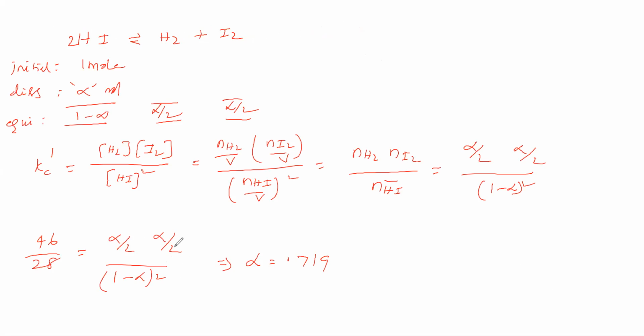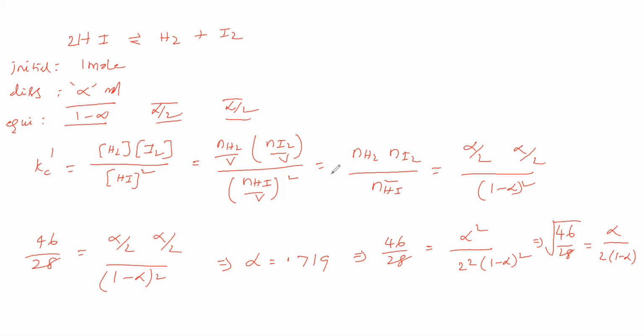So if we simplify, we will get the alpha value. So this we will write as 46 by 28. So here alpha square by 2 square into 1 minus alpha whole square, take square root on both sides. So 46 by 28 is equal to alpha by 2 into 1 minus alpha. It is not a quadratic expression. So we will get alpha is equal to 0.719 only.